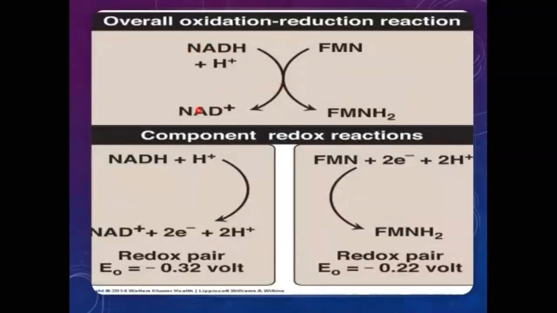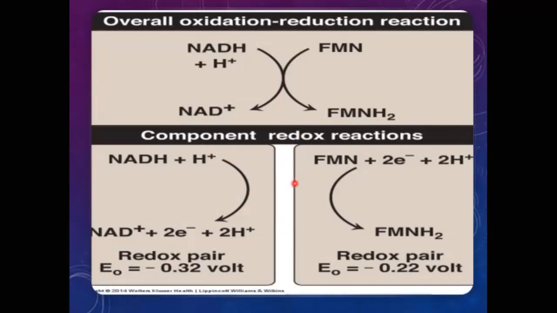NADH is converted to NAD, which is the oxidation process. And the FMN will be reduced to FMNH2. This means that we have a certain power that is pushing the reaction forward, and it's described as reduction potential.